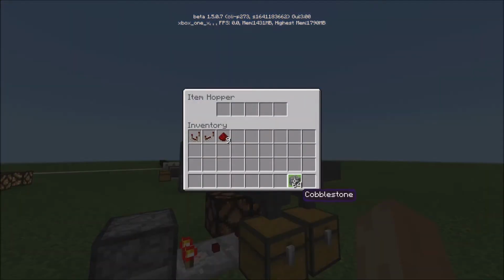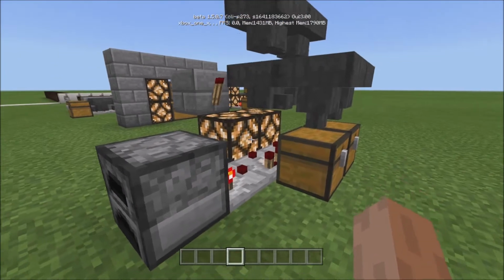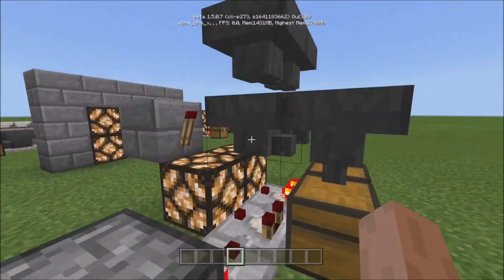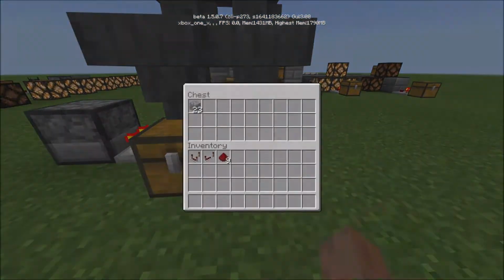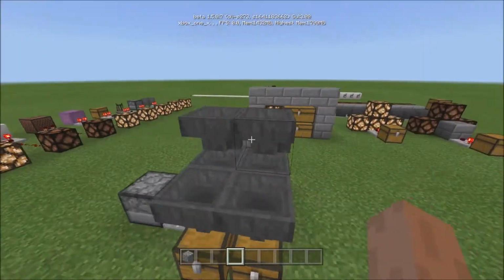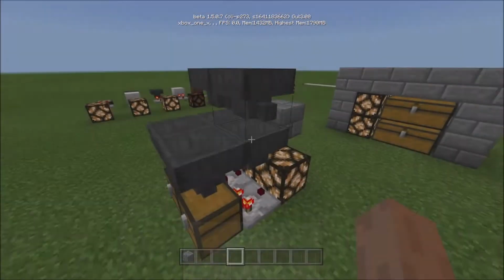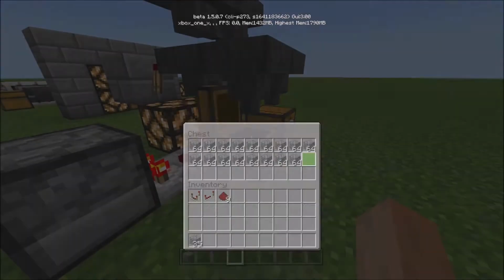Okay, so we're going to fill this up. We're going to watch it, and then we should start to see it go down in a bit. Oh, you know what? I put too much in there. Sorry. Yeah, I put too much in there. It's taking too much at one time. Yeah, there we go. Okay, so let's put that back in.